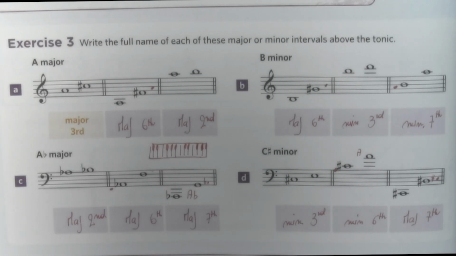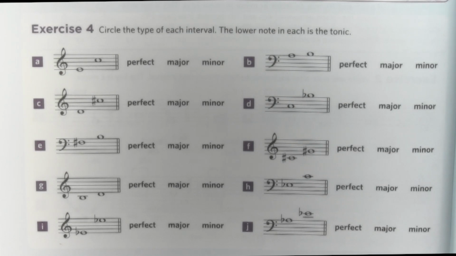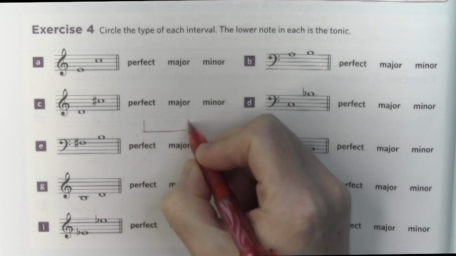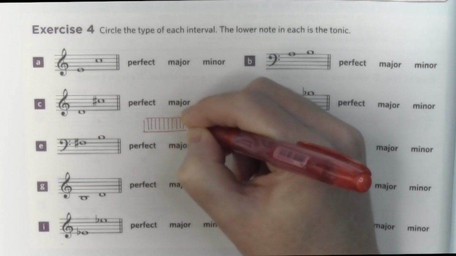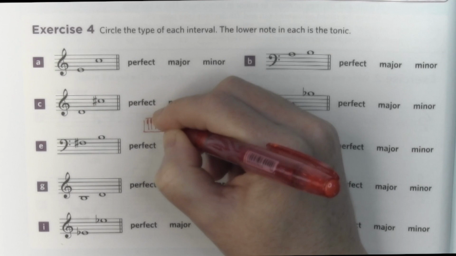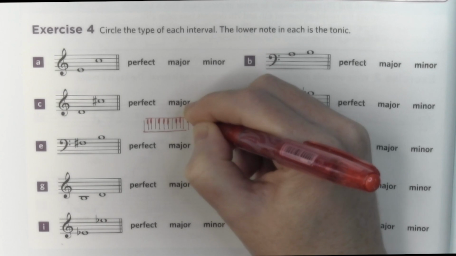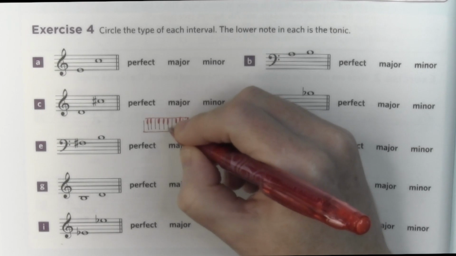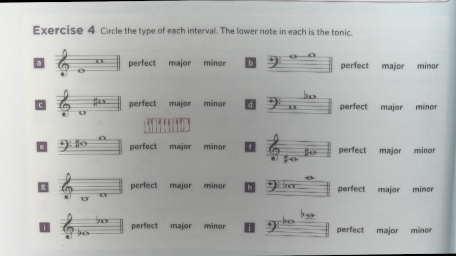Okay, exercise 4 now. We need to circle the type of interval, but I'm afraid to circle the type, we need to identify the number. So basically we need to identify the interval, the whole thing. Sorry about that. I'm going to write a keyboard here. My keyboards are becoming worse and worse. I'm terrible at drawing. This is so bad. Sorry guys, here we are.